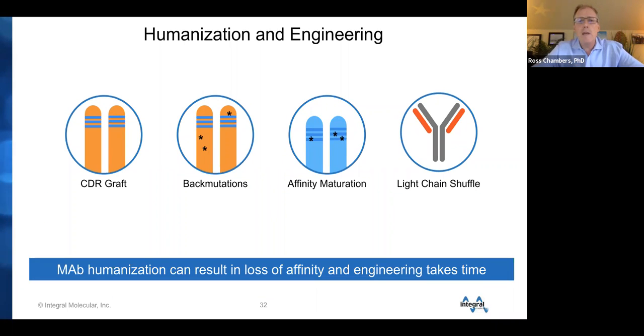So just briefly, to review what you need to do with humanization: often you have an animal antibody that you then want to humanize. So you'll CDR graft the loops, the CDRs, onto a human framework. Often people will introduce back mutations to optimize the affinity. And often people will have to do affinity maturation by site-directed mutagenesis across the CDRs to improve the affinity. Or if the light chain is misbehaved, a light chain shuffle may be required. Now, all of this engineering takes considerable time. It's not trivial to undergo these steps.